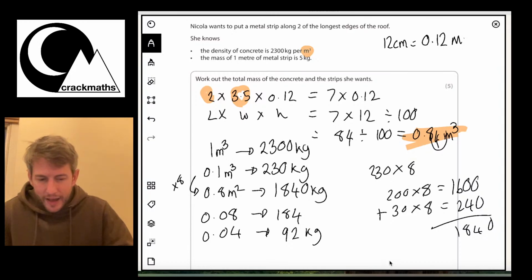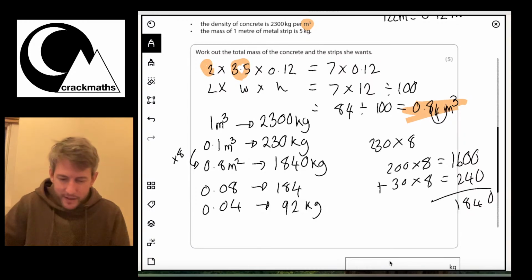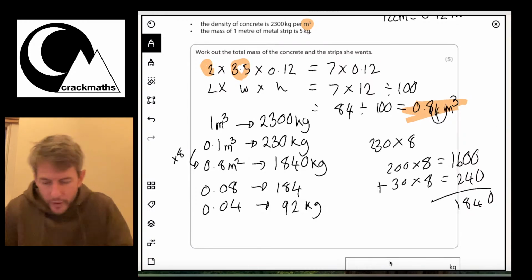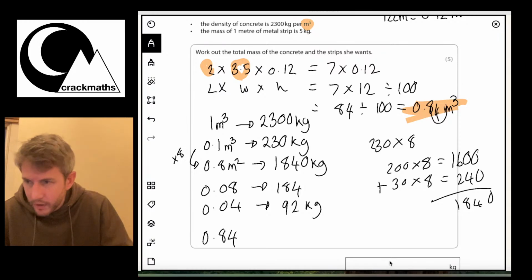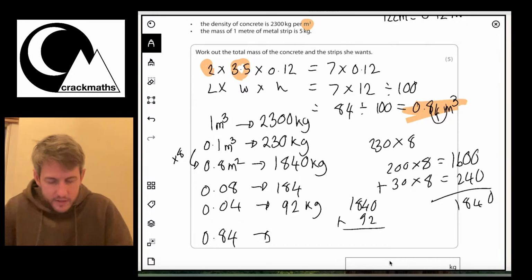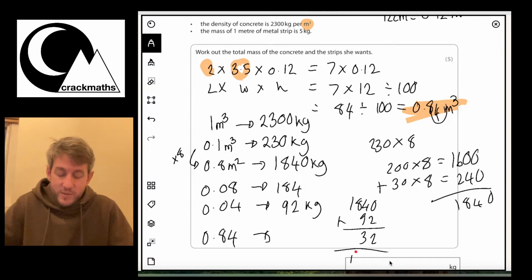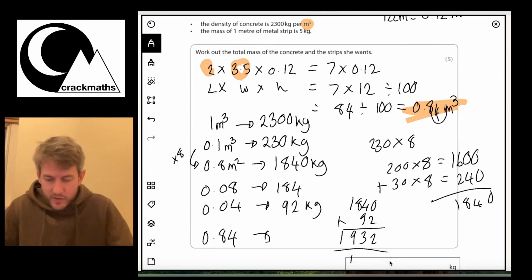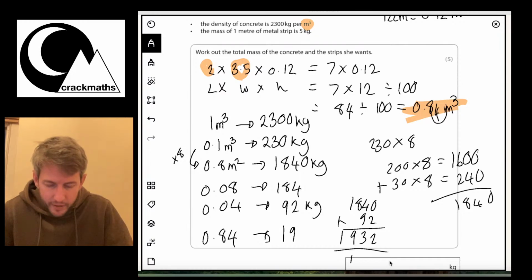So what we now have is that 0.84 is going to be 1840 plus 92. So we add these together. 8 add 1 is 9. So there we go. So that's going to be 1932 kg.